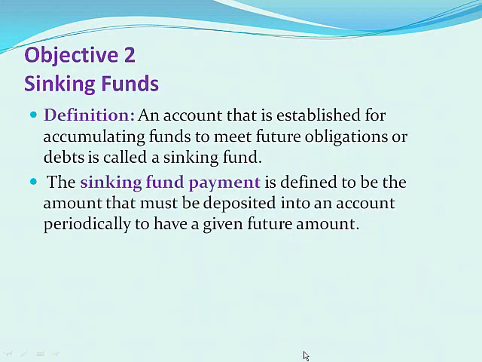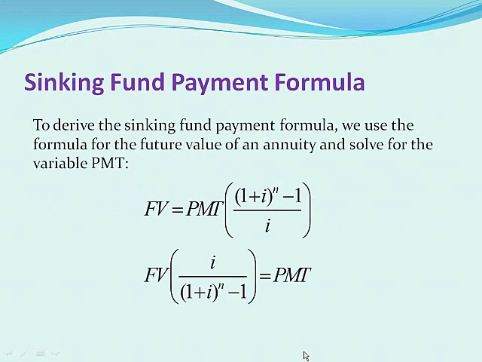Sinking funds. An account that is established for accumulating funds to meet future obligations or debts is called a sinking fund. The sinking fund payment is defined to be the amount that must be deposited into an account periodically to have a given future amount. Sinking fund formula: the future value equals payment multiplied by (1 plus i)^n minus 1, over i. So if we solve for the payment, we will get the sinking fund payment formula. Payment will be equal to future value multiplied by i divided by (1 plus i)^n minus 1.